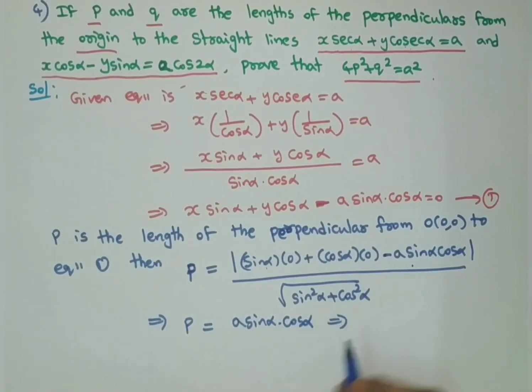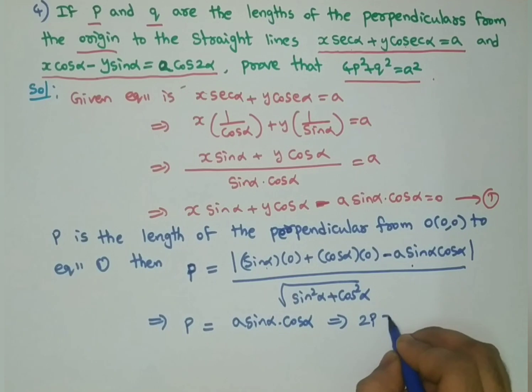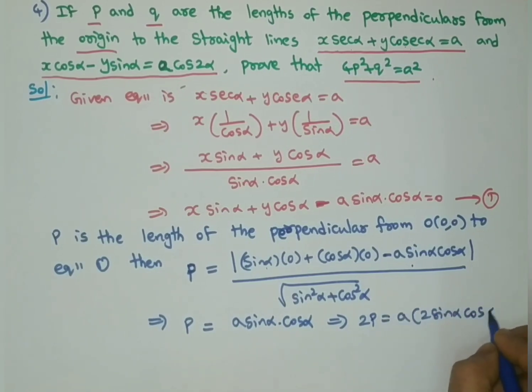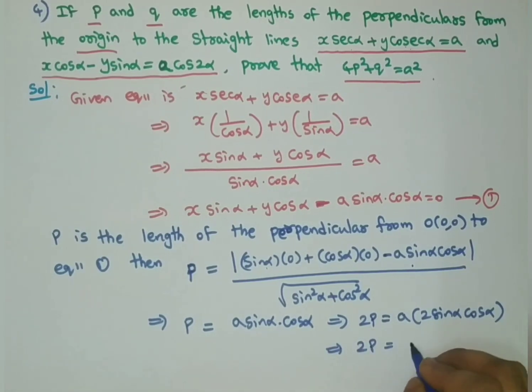So that implies multiply both sides with 2. What we will get? 2p is equal to a into 2 sin alpha cos alpha. Okay. So that implies 2p is equal to, 2 sin alpha cos alpha is sin 2 alpha. From this we got the condition 2p is equal to a sin 2 alpha.